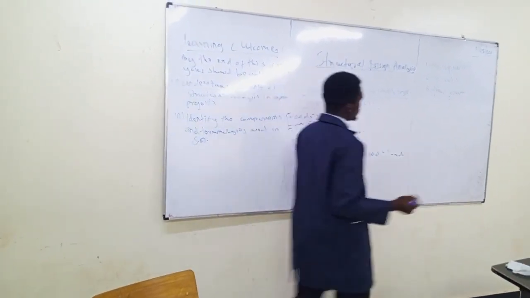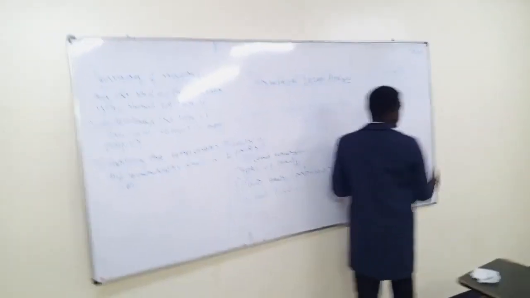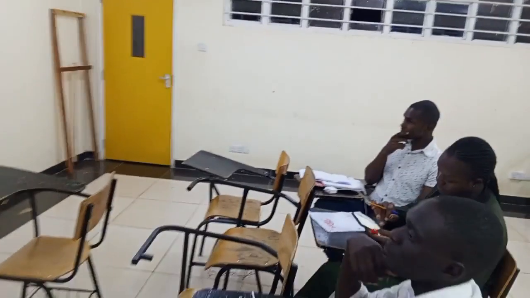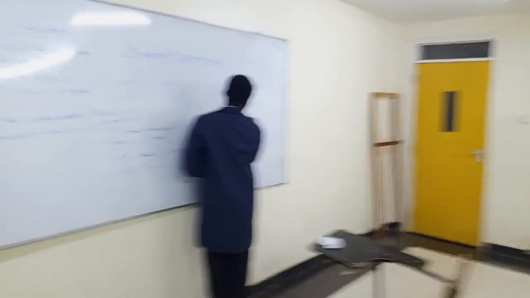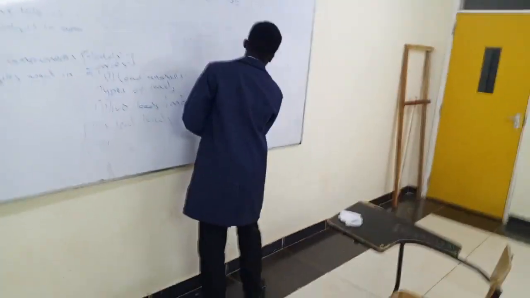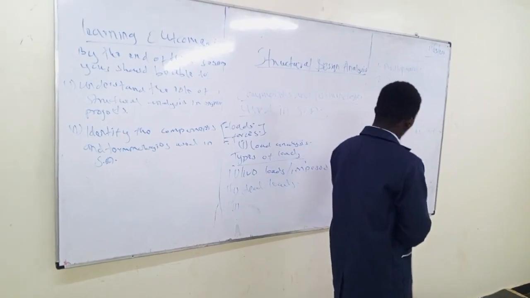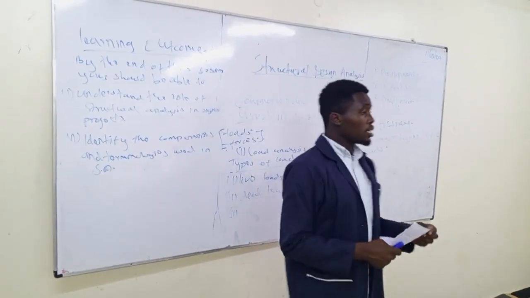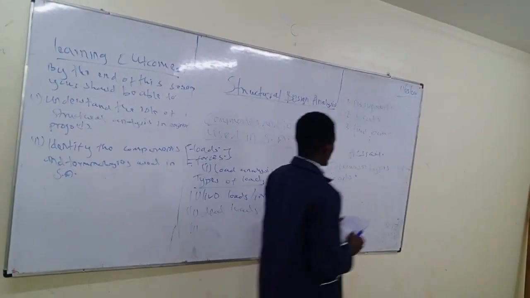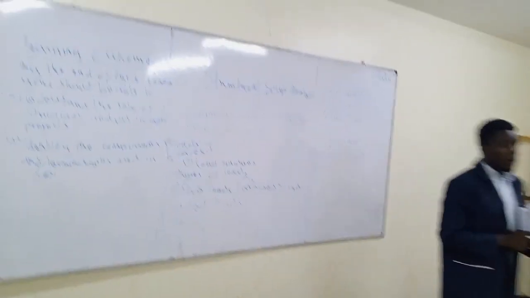I want to give you some work, an assignment. Mr. Class Representative, make sure you collect this assignment next week by Monday. Discuss 7 types of loads. This is individual work, not group work. It's an individual assignment. I expect it to be done by Monday. You will submit to the class representative. Then make sure you bind your work.